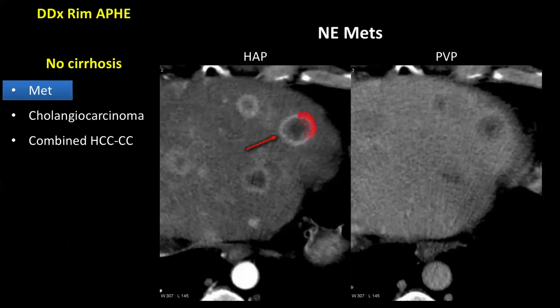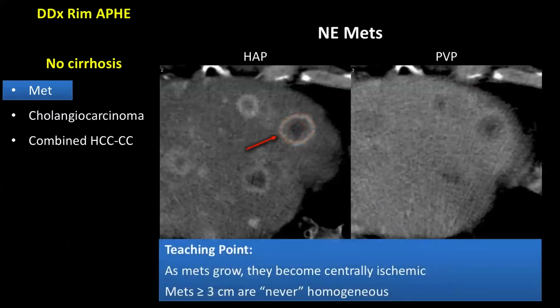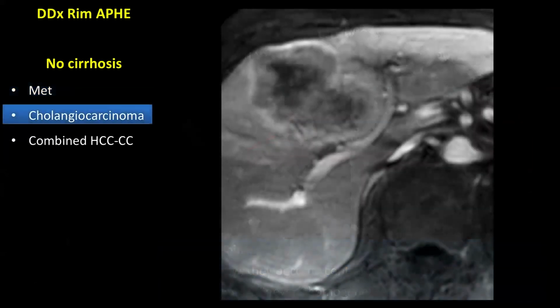So the teaching point is that while really small metastases can have diffuse enhancement, large metastases, especially once they get to be bigger than 3 centimeters, almost never are diffusely enhancing because they have this target-like appearance. So mets bigger than 3 centimeters, never say never, but never are homogeneous due to central ischemia.